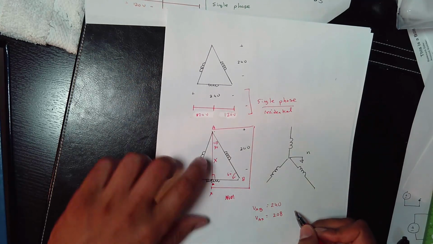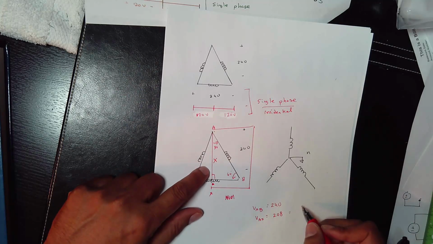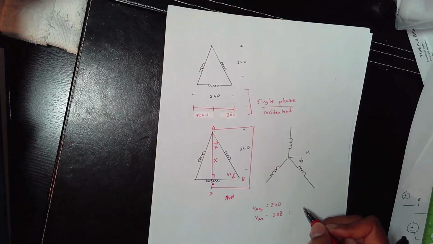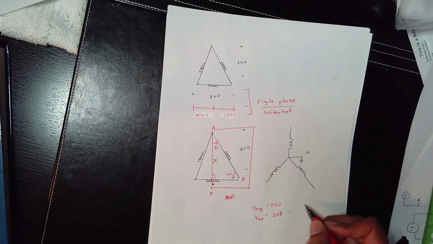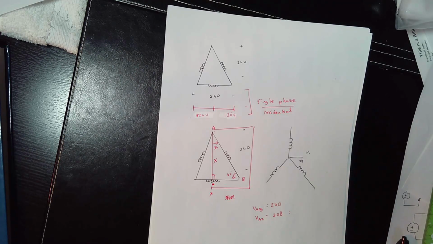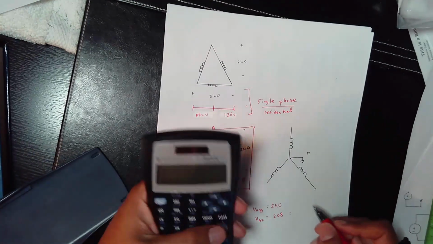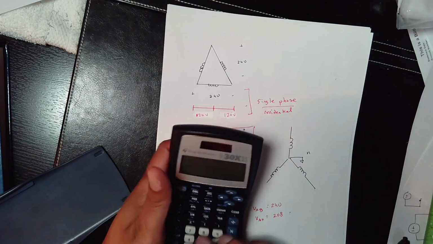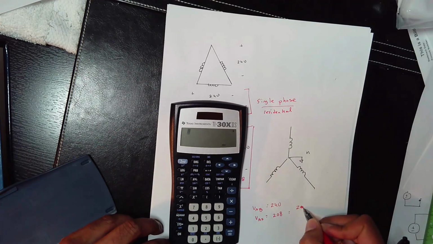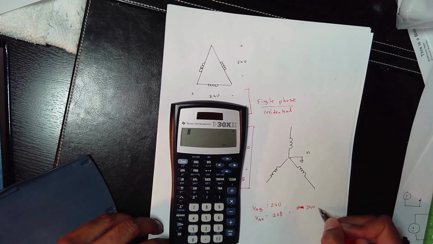It's basically in the triangle formation, right? It is 240 times the square root of 3 divided by 2. So let's just take out a calculator real quick. That'd be 240 times the square root of 3 over 2.